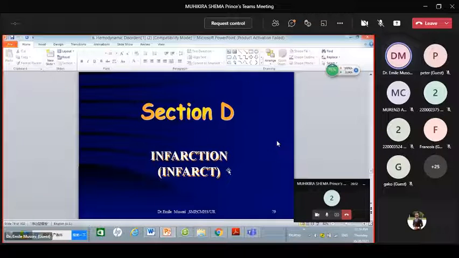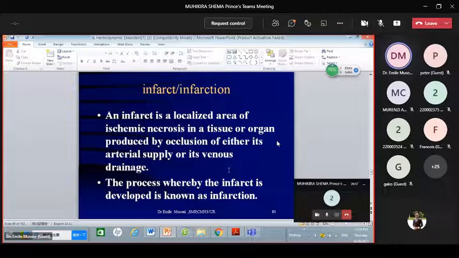Section D is infarction. An infarct is a localized area of ischemic necrosis in a tissue or organ produced by occlusion of either its arterial supply or its venous drainage, meaning that in an infarction, there is a diminution of the blood supply in the tissue. The process whereby an infarct is developed is known as infarction.